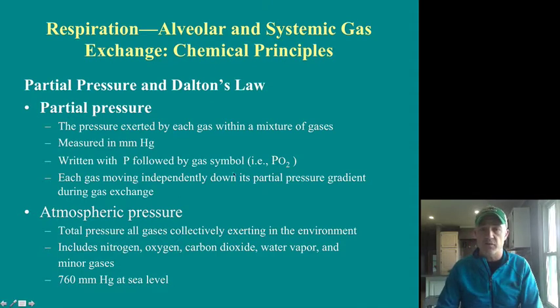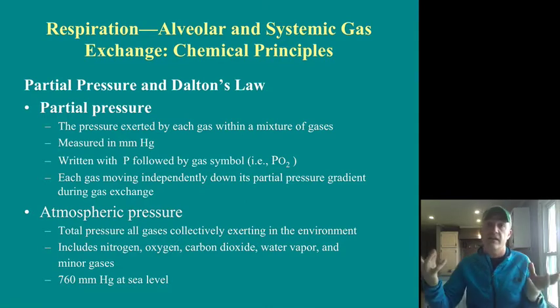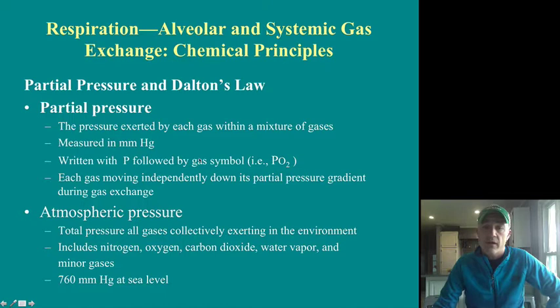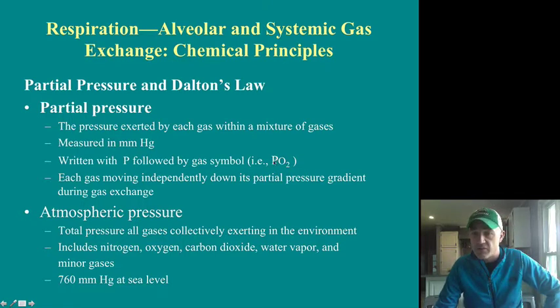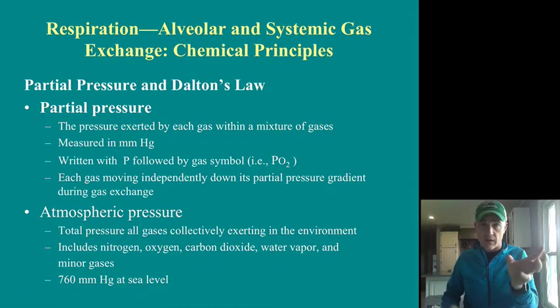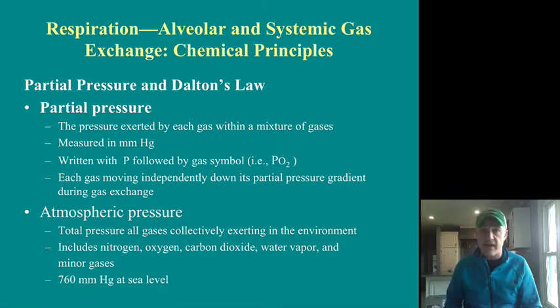So the partial pressure of oxygen: oxygen is about 21% of the atmosphere, so it's 760 times 0.21 to get the oxygen's partial pressure in the air. Nitrogen's close to 80%. We measure these in millimeters of mercury, and we write it as P, partial pressure of O2, so big P, O2. Again, each gas is going to move with that particular partial pressure gradient. If it's higher in the alveoli than it is in the blood, it's going to enter into the blood. If it's higher in the blood than it is in the alveoli, it's going to enter into the alveoli.